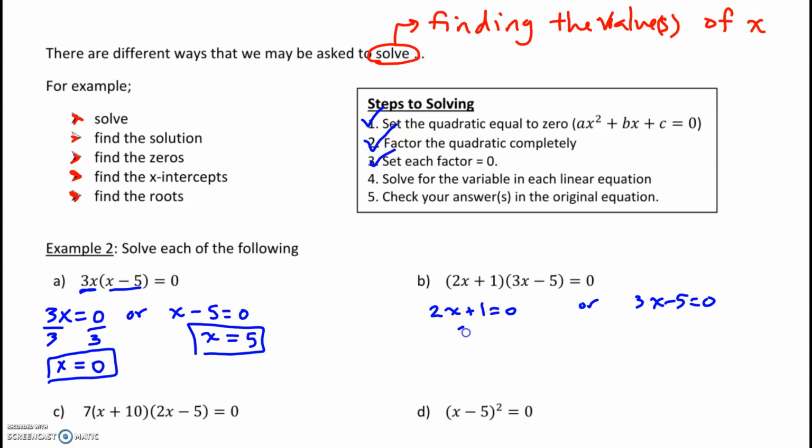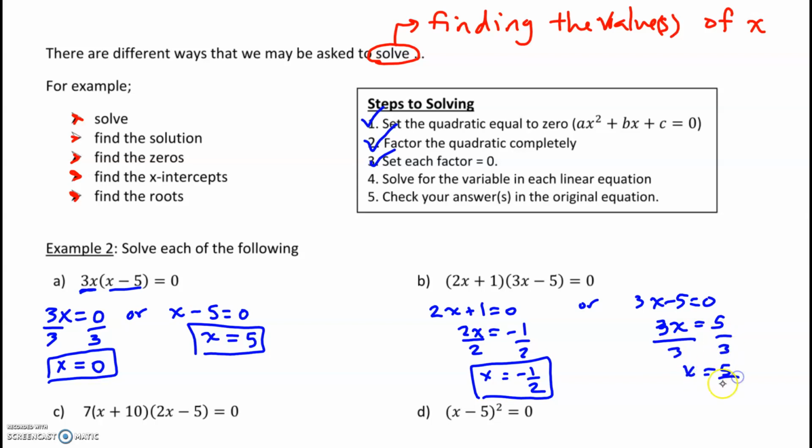So 2x will stay, and I'm going to move the plus 1 to the other side, or subtract both sides by 1. We'll divide both sides by 2, and I get x equals negative 1/2. So there's the first solution, or the first root, or the first x-intercept, or the first 0. Remember, it has all those names. We're going to solve now. We'll move the 5 to the other side, and I will divide both sides by 3. So x equals 5/3. And there's the solution.